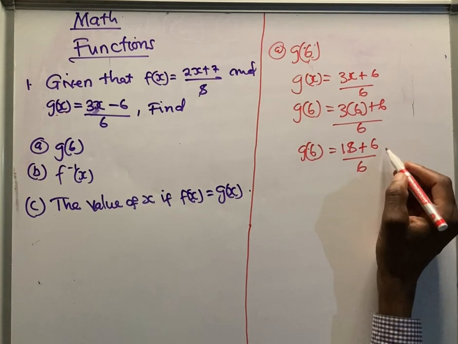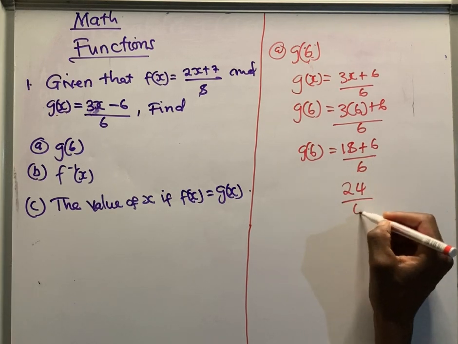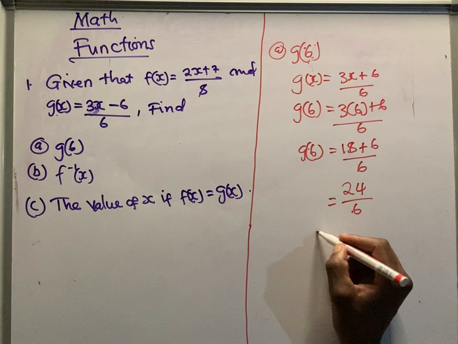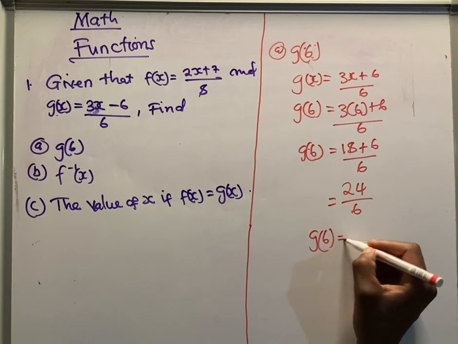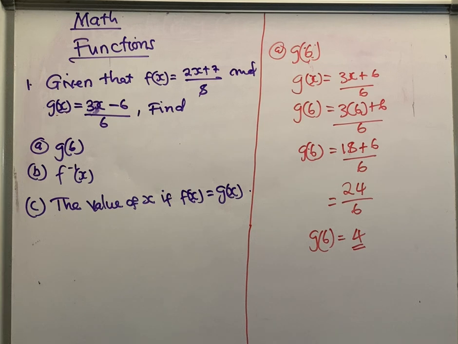You add 18 plus 6, which gives you 24. So I have 24 over 6. Therefore, g of 6 is equal to 4. Okay, so that's how we do the first one.